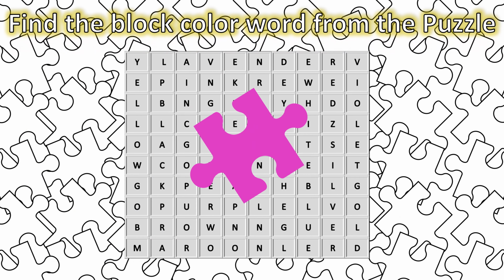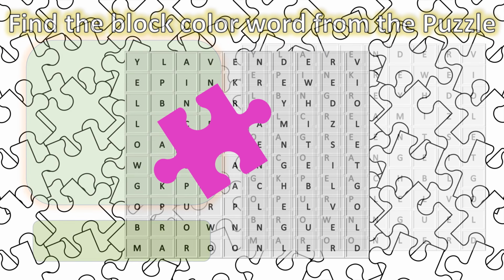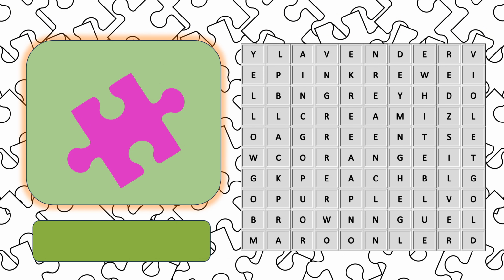Find the black color word name from the puzzle in 10 seconds. 10, 9, 8, 7, 6, 5, 4, 3, 2, 1. Time up. P, I, N, K, pink.